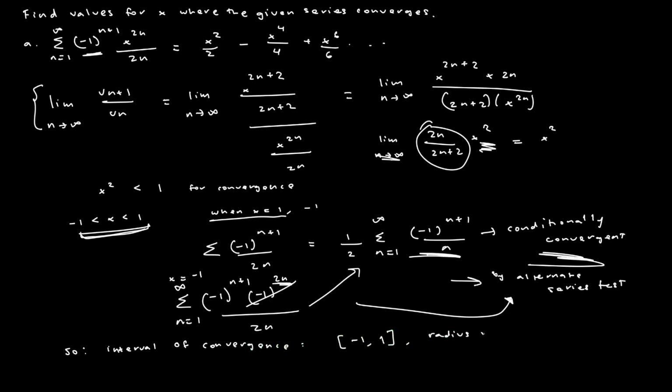the radius is 1. So note how the radius doesn't change whether or not our endpoints are convergent or not. So you can always get the radius right, even if you get the endpoints wrong, where the endpoints are something you have to specially test. So that was the first example. Let's move on to the next one.